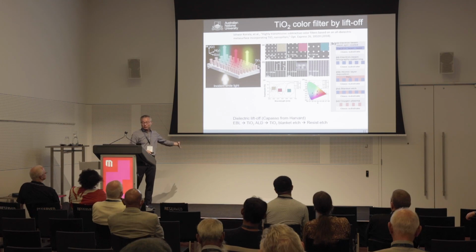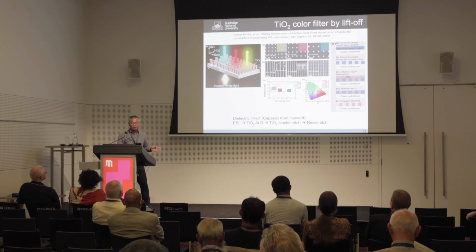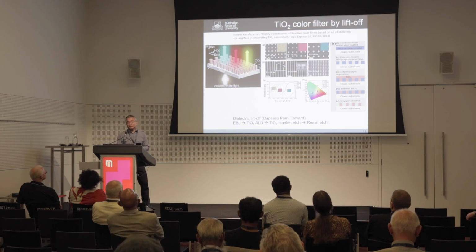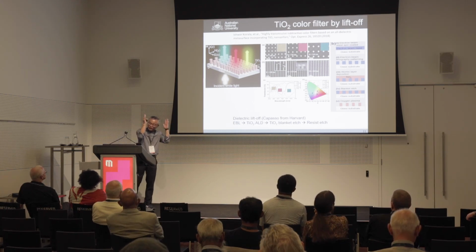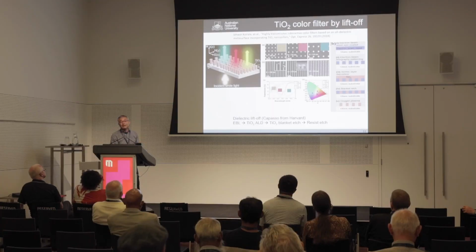Okay, so all the examples so far were amorphous silicon, but now I changed gears to titanium dioxide, TiO2. It's for mostly visible applications. Titanium dioxide is a very good optical material, but it's very difficult to make vertical shapes or high aspect ratio nanostructures, because it's very, very hard to etch. That's why new methods like lift-off, dielectric lift-off, and sometimes the Damascene process are used.